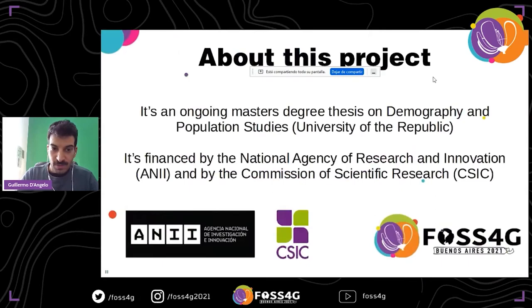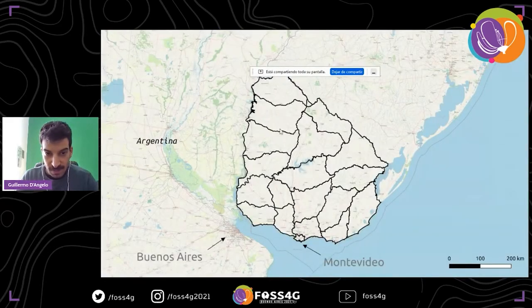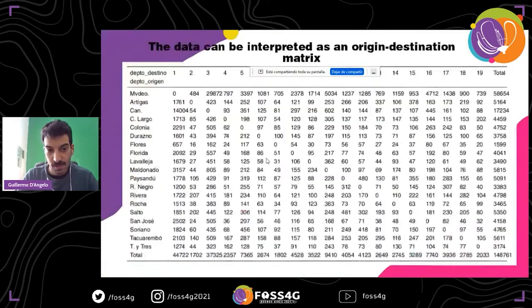But just for you to understand, these are the 19 departments of my country. So these are the geographical units that are represented here. But this could also be made with different units, like smaller towns or other units. So those are the fluxes of people between every department, organized in this so-called origin-destination matrix. Here are the origins and the destinations, and this is the total people migrating from one department to another in this elapsed time of 5 years.